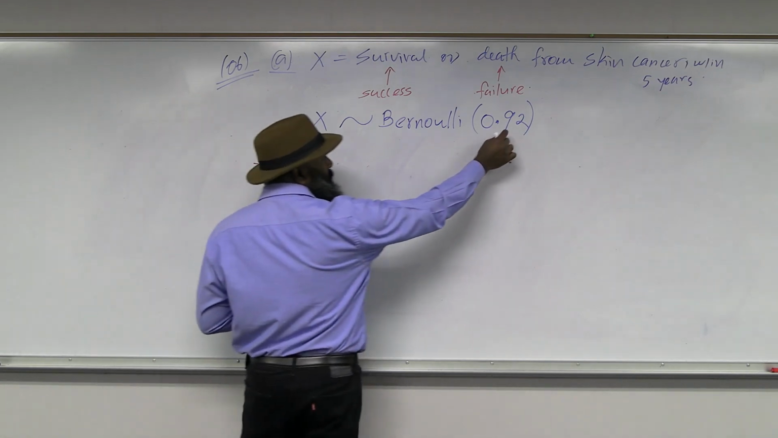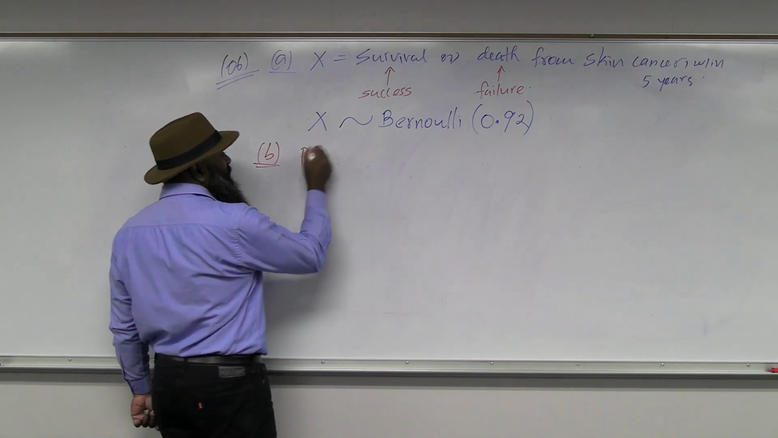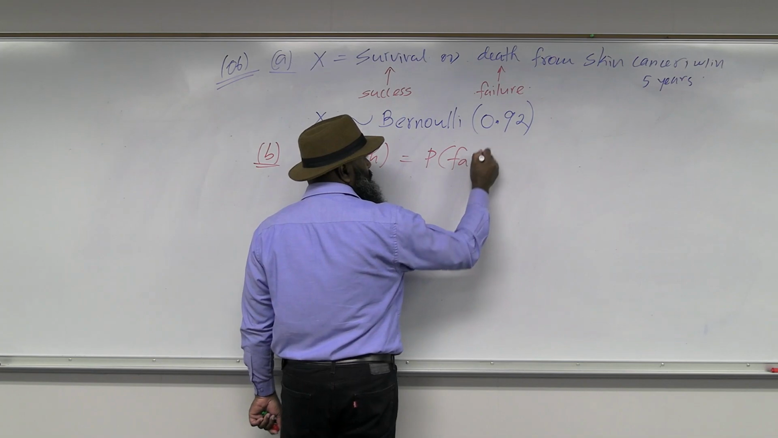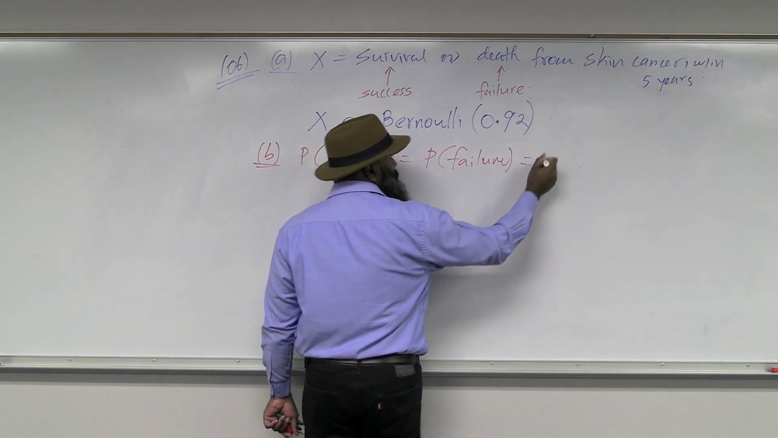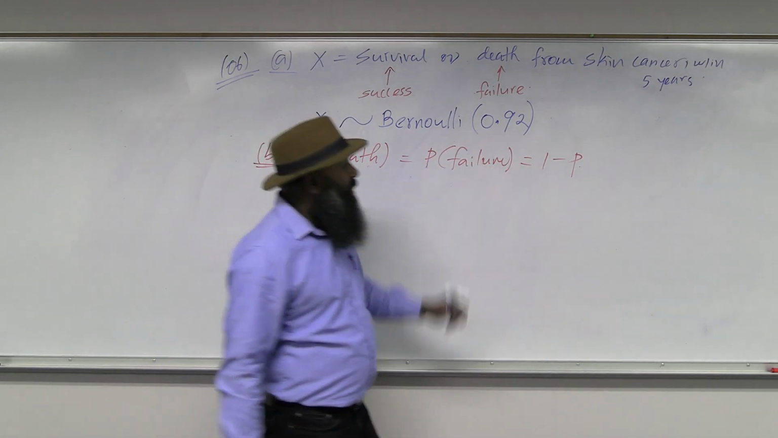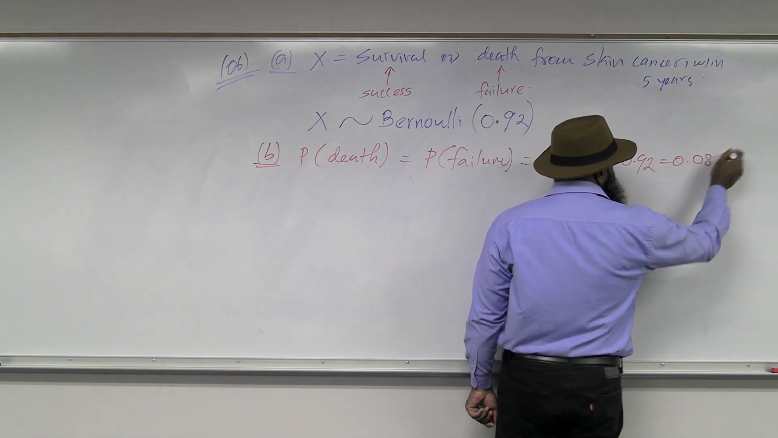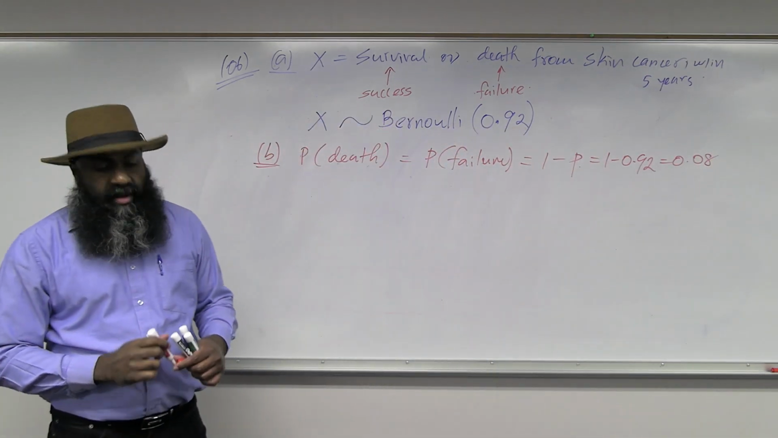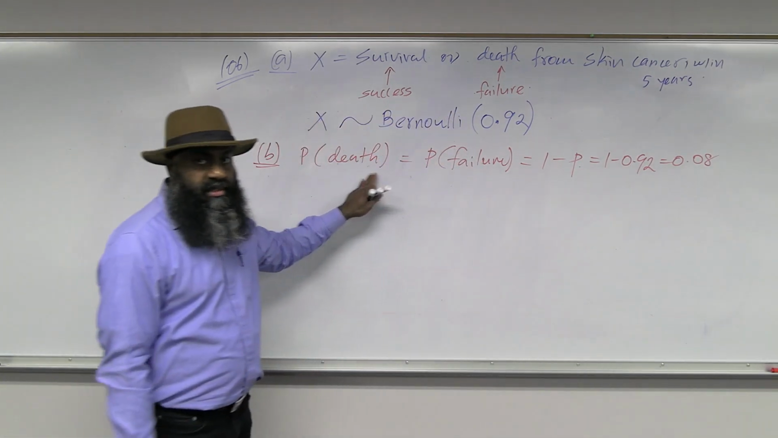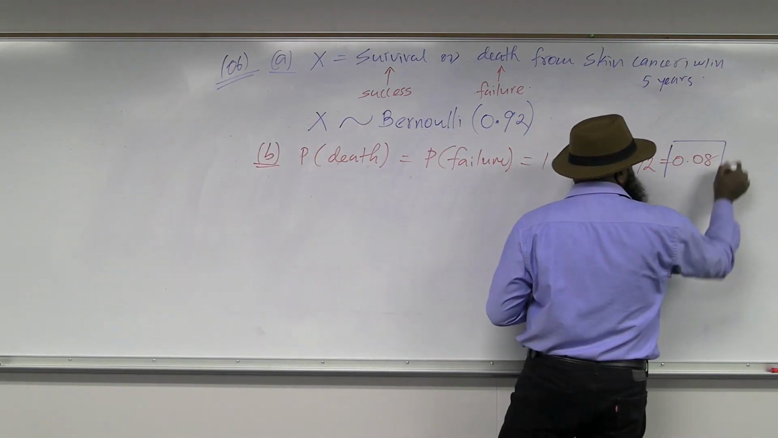Now, 0.92 is the probability of success, which is the survival. Now, what I need is the probability of death, which is the probability of failure. We said this is equal to 1 minus p, right? So p is 0.92, probability of success. So it is 1 minus 0.92, which is 0.08. Now all these steps don't have to be shown. If you simply write the probability of death, you can write it this way, or simply you can write it in words. Probability of death equals 0.08. This is all I need.